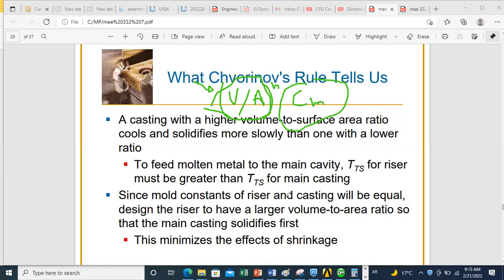Now, since mold constants of riser and casting will be equal, you know that for the riser we are using the same material of the mold and the same molten metal. This is why for a riser, the main factor of design is V over A. So during the design of the riser, we should ensure that the riser is characterized by a larger volume to area ratio, so that the main casting solidifies before the riser. And this will minimize the effect of shrinkage that we talked about.